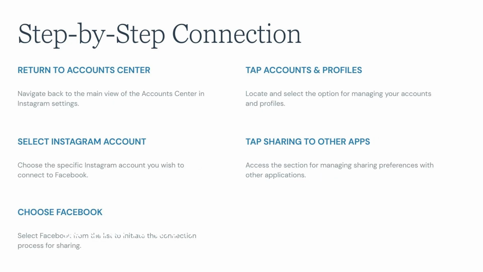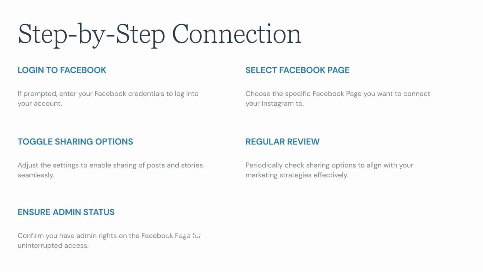Now, go back to the main account center screen. Tap Accounts and Profiles. Select your Instagram account. Tap Sharing to other apps. Choose Facebook. You may need to log into Facebook.